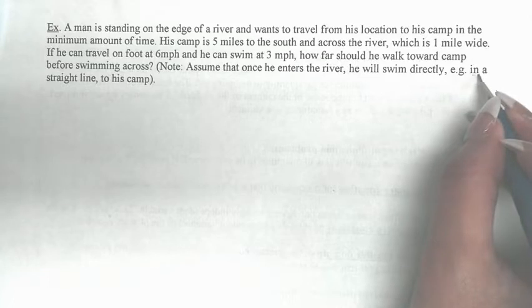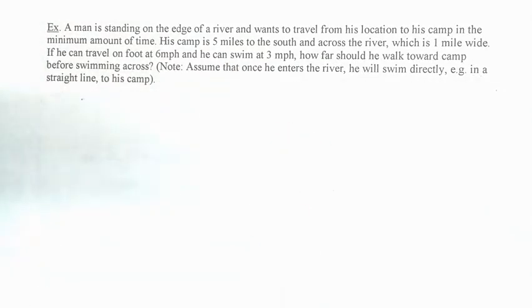For this example, what we have is a man is standing on the edge of a river and wants to travel from his location to his camp in the minimum amount of time. His camp is 5 miles to the south and across the river, which is 1 mile wide. If he can travel on foot at 6 miles per hour and he can swim at 3 miles per hour, how far should he walk towards camp before swimming across? Please note something. Assume that once he enters the river, he will swim directly in a straight line to his camp.